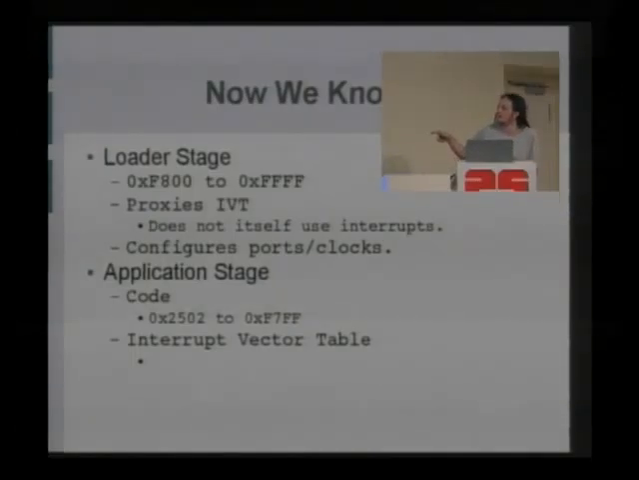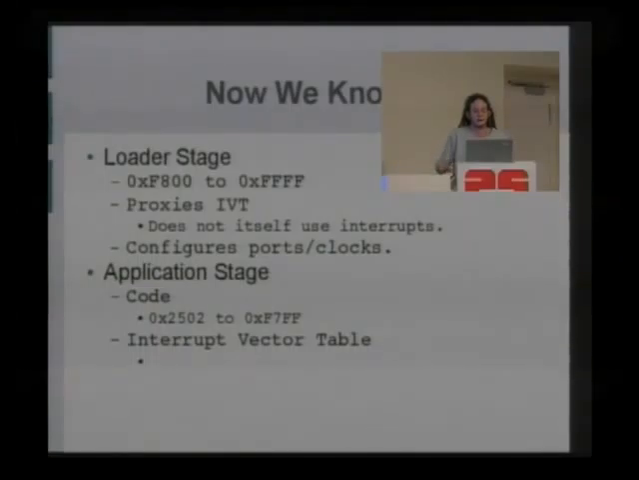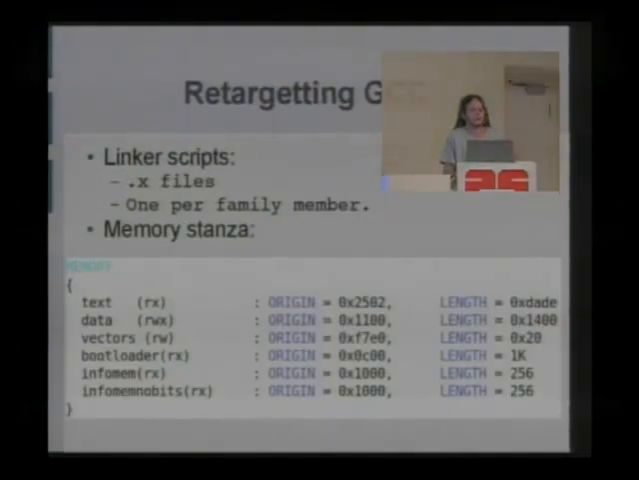We also know that the application stage is supposed to go from 2502 hex to F7FF, and that the interrupt vector table is supposed to begin at F70. So we can write a new GCC target.